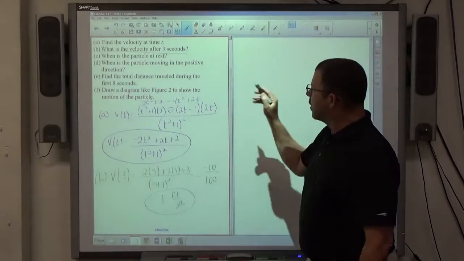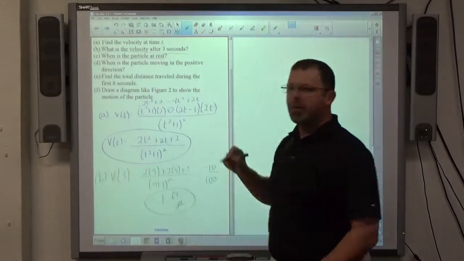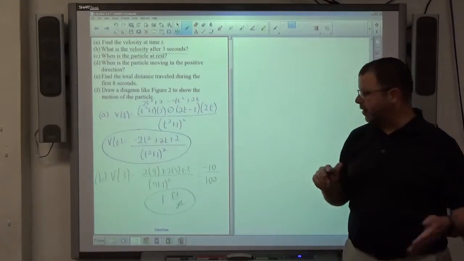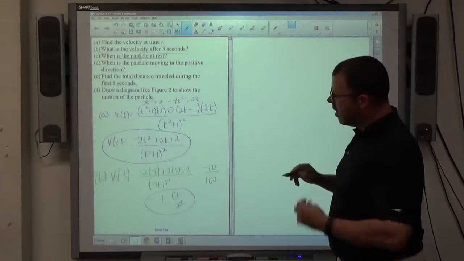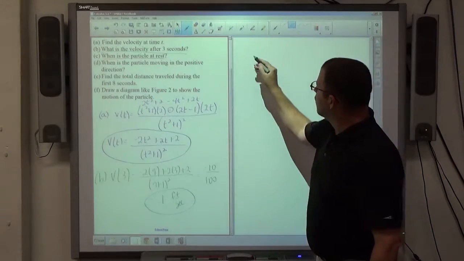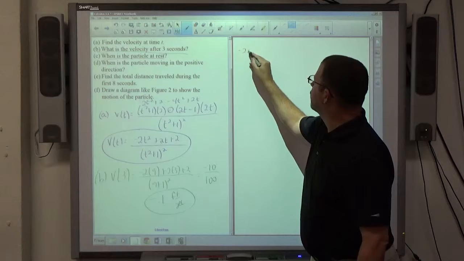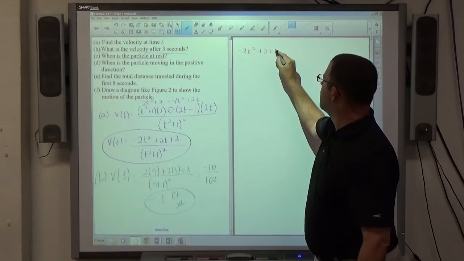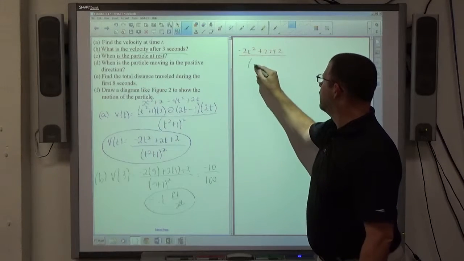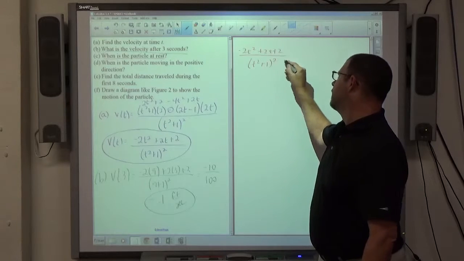Now this is a little bit more tricky than the last one because it's not a polynomial function. It's not even a linear function. This is a rational function. But again, it's just take the velocity function, whatever it is. In this case, negative 2t squared plus 2t plus 2 over t squared plus 1 squared equal to 0.